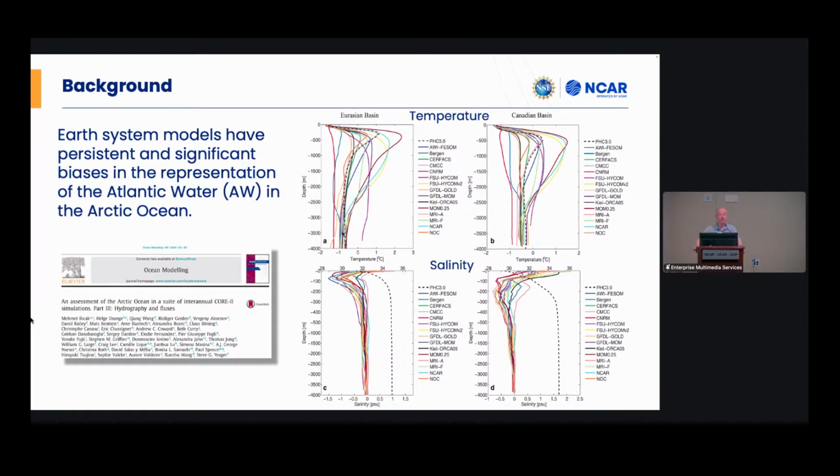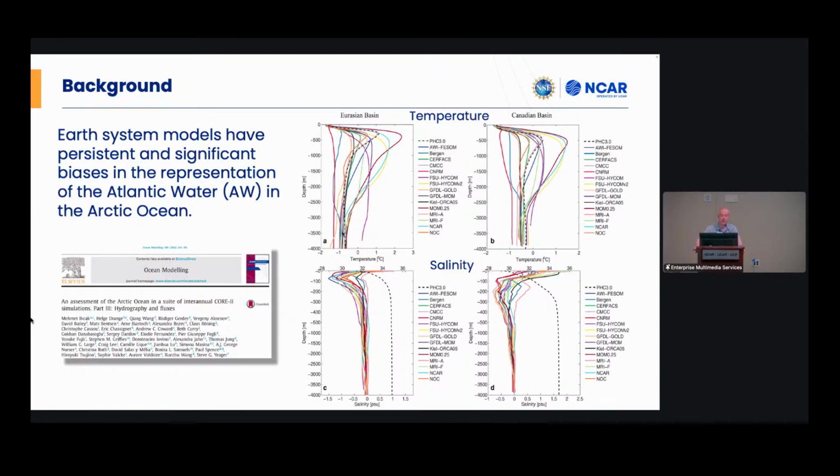The top panels are temperature, the bottom panels are salinity. In this case, the observation-based one is the PHC3 climatology, that's the dashed line, but it doesn't matter whichever climatology that you use. I mean, there's not much data, you get a pretty similar structure for observations. And the top panels are showing the actual temperature profiles. The bottom panels are showing salinity. The absolute profile from observations is shown.